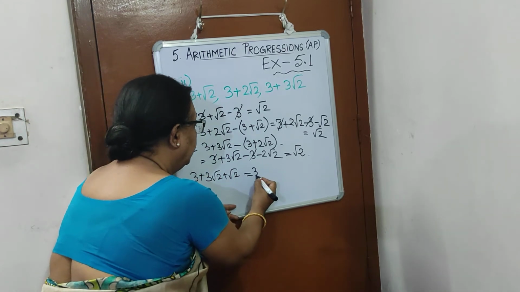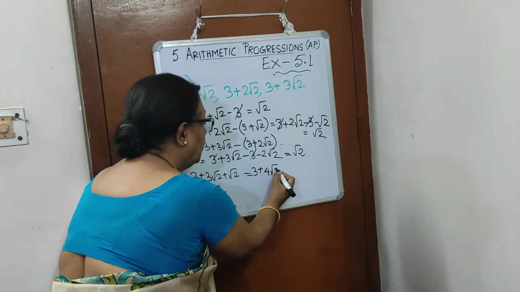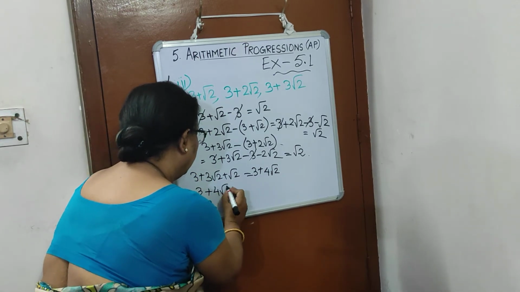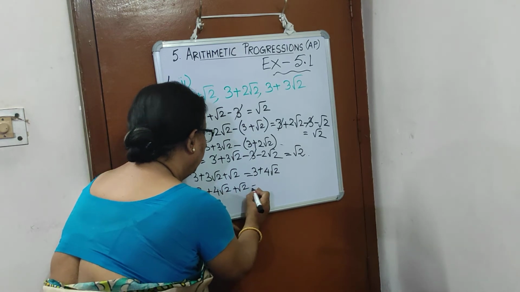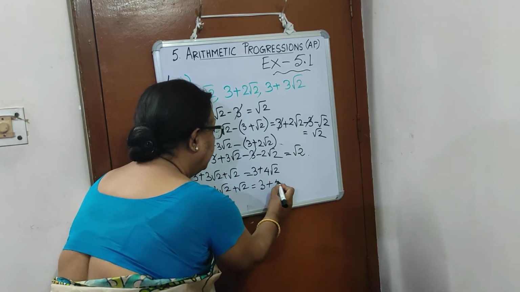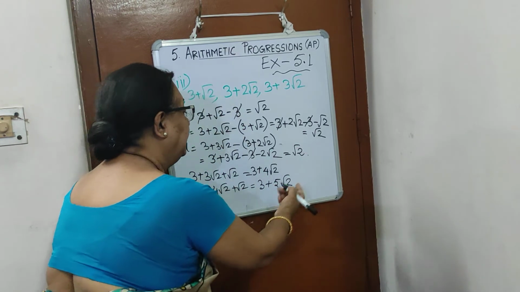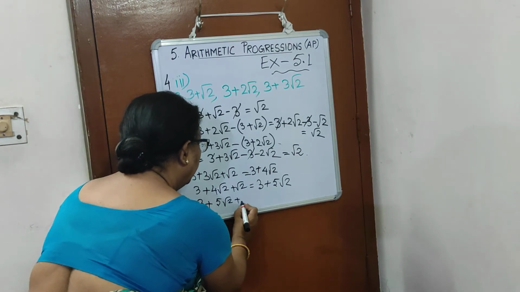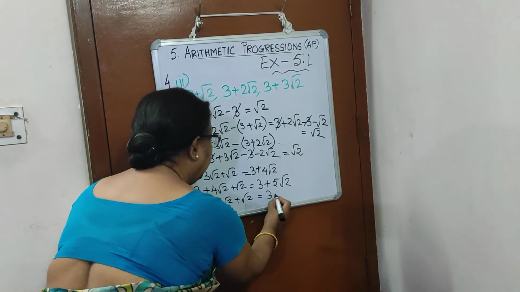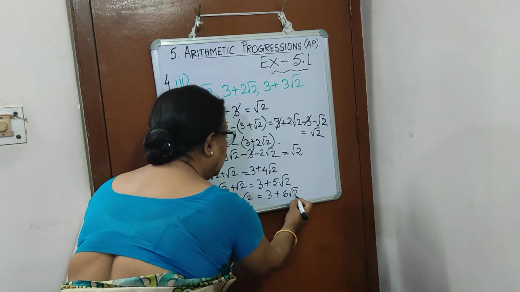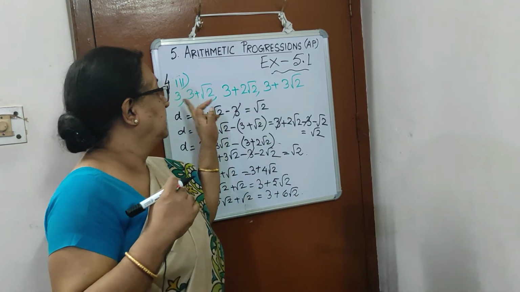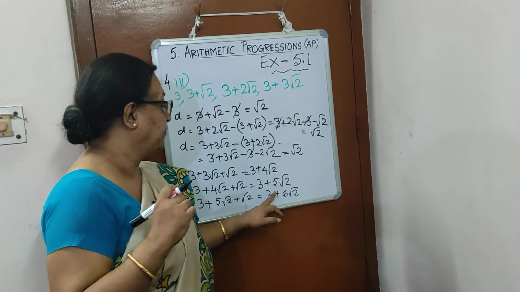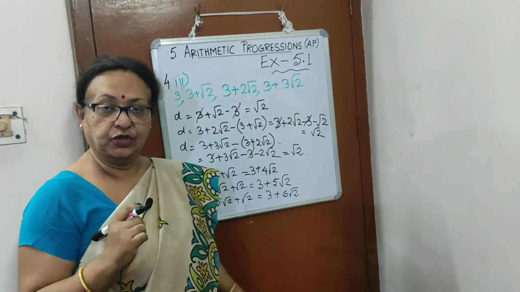So you get 3 plus 4 root 2. What will be the next one? We again add root 2, you get 3 plus 5 root 2. And what will be the third term? 3 plus 5 root 2 plus root 2. You get 3 plus 6 root 2. So this is an AP, and the next 3 terms are 3 plus 4 root 2, 3 plus 5 root 2 and 3 plus 6 root 2.